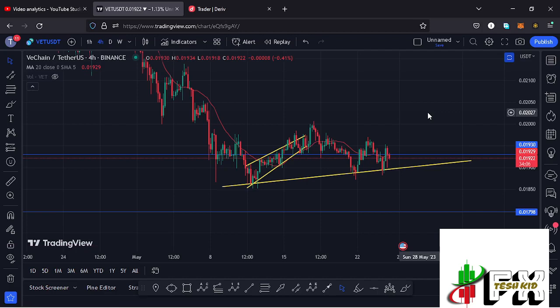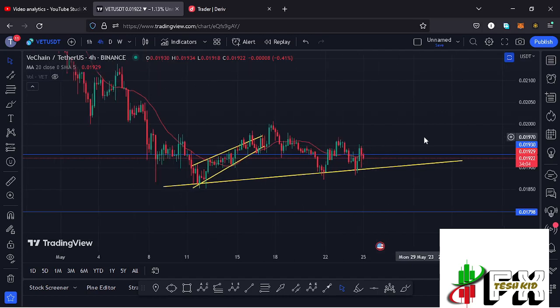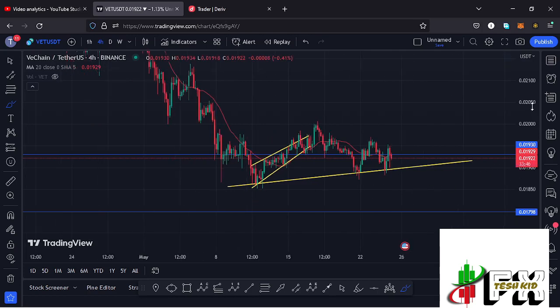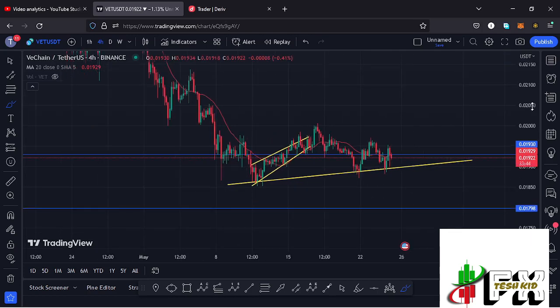At the time of this recording, Vechain is holding below the 20-day MA here on the 4-hour chart, which is now acting as a resistance. We have also continued to hold above this ascending trend line, where you can see that we have more than 3 touch points.